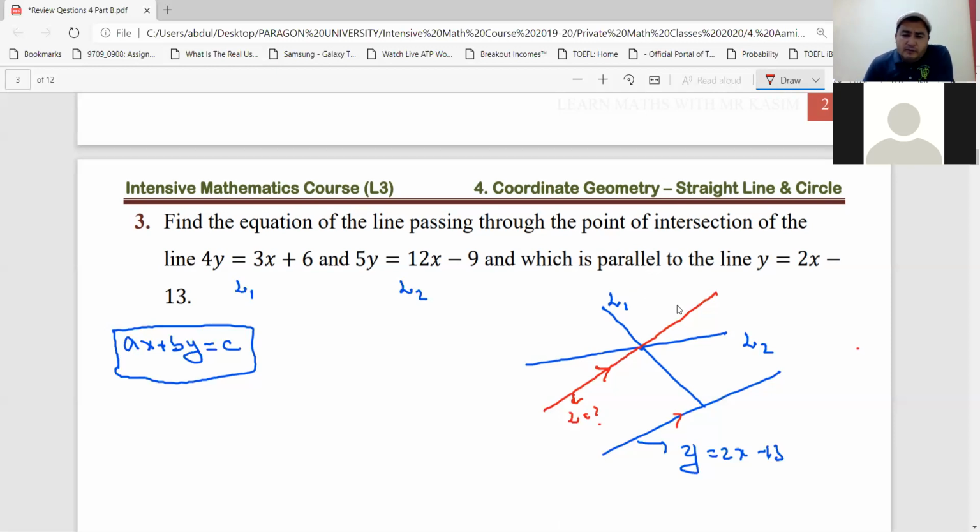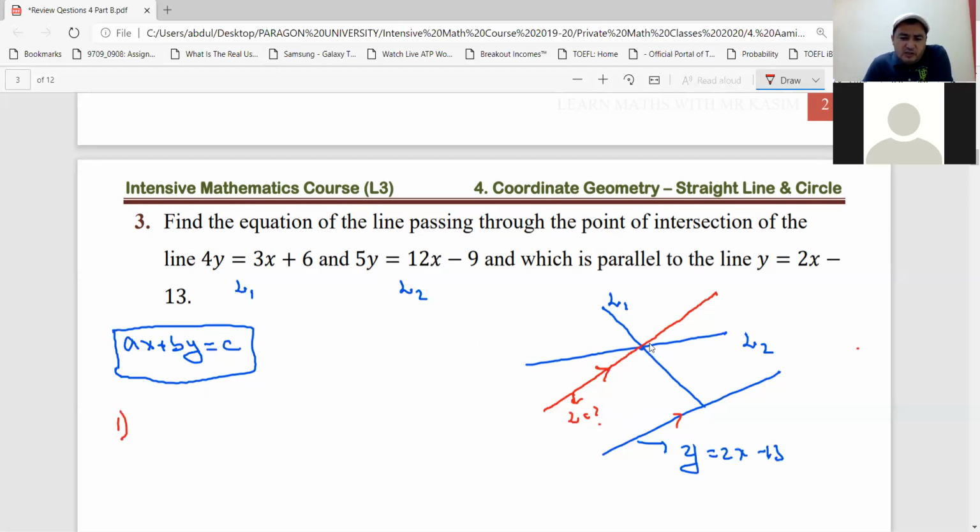Anyway, so that's the problem, Amira. So we understand the problem, right? Find the equation of the line. That is a question. So we are looking for something like this. Two lines are given, that is L1 and L2. The first step is we need to find their intersection points, right?